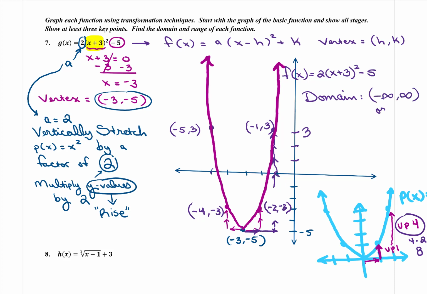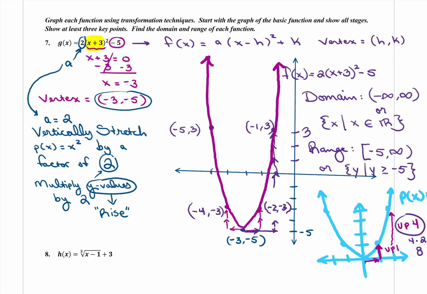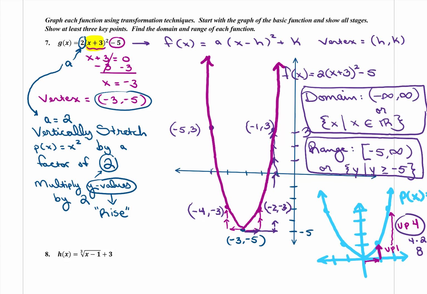Let me go ahead and label the function with the equation. And then we make some space there so I can write down the domain and range. The domain is all the reals, or the open interval from negative infinity to positive infinity, or the set of all x such that x is an element of the set of real numbers. And the range is going to be the half-closed interval from -5 to infinity, or we could also write that in set builder notation, the set of all y such that y is greater than or equal to -5.